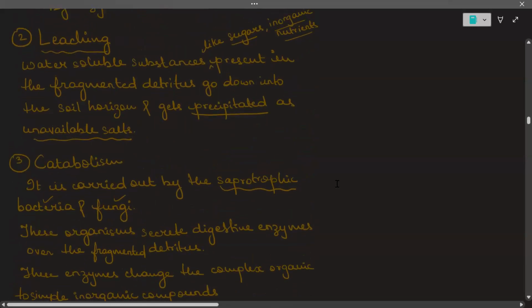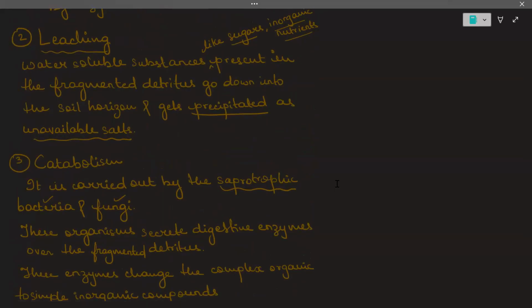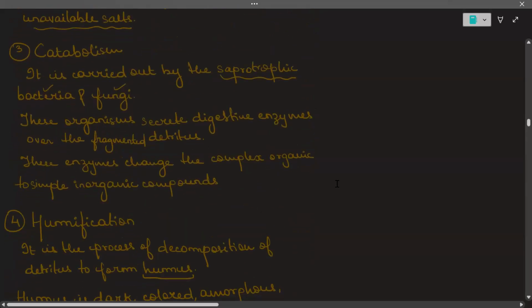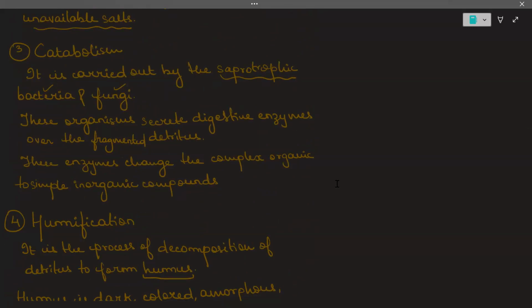Here, all the soluble substances, like the water soluble substances in the detritus that has undergone fragmentation, go into the soil and then become unavailable salts. So it is seeping into the soil. After that, there is catabolism. This is done by the bacteria and fungi that are saprotrophic in nature. They secrete digestive enzymes on the fragmented detritus, and with the help of those digestive enzymes, the complex organic matter gets changed into simple inorganic matter.